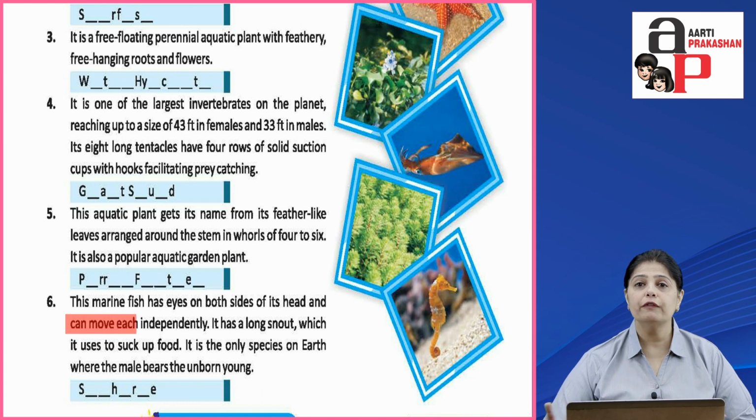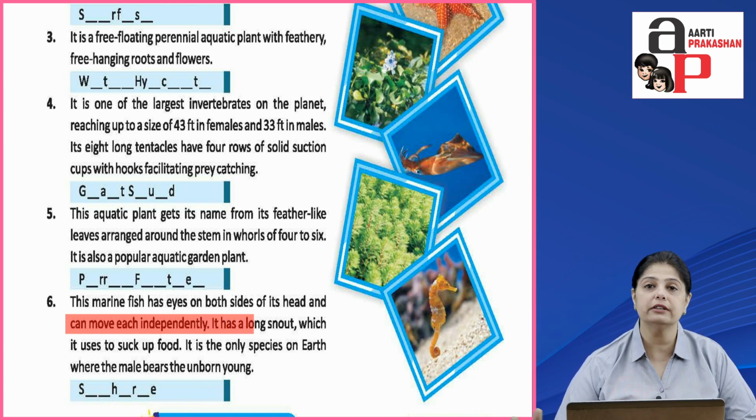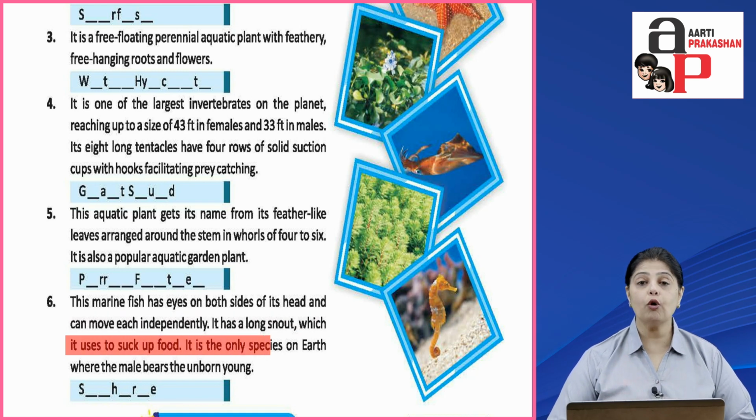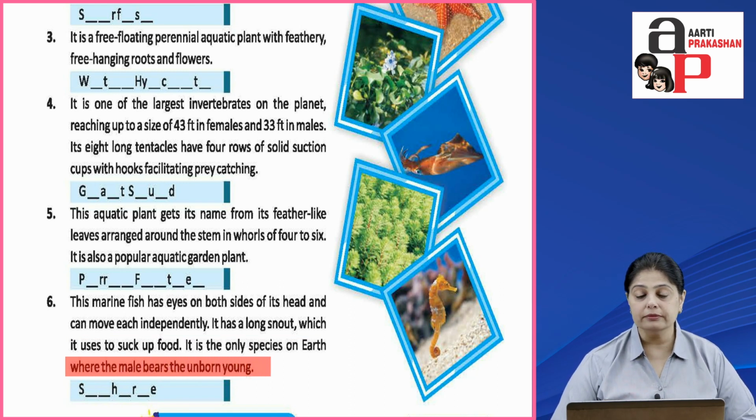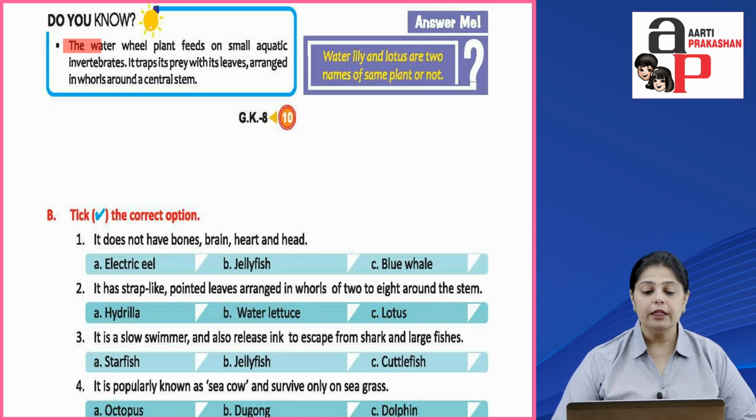Now, this marine fish has eyes on both sides of its head and can move each independently. Generally, when we move our eyes, we move them together. But this particular marine fish can move one eye in one direction and the other in a different direction independently. So, it has a long snout which it uses to suck up food. It is the only species on earth where the male bears the unborn young. Look at the shape of this. Doesn't it look like a horse to you? Yes, this is a seahorse. S-E-A-H-O-R-S-E. It's a seahorse.